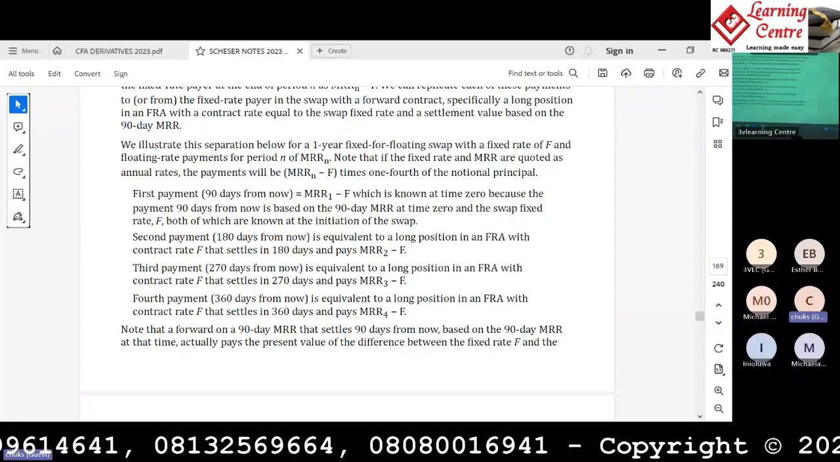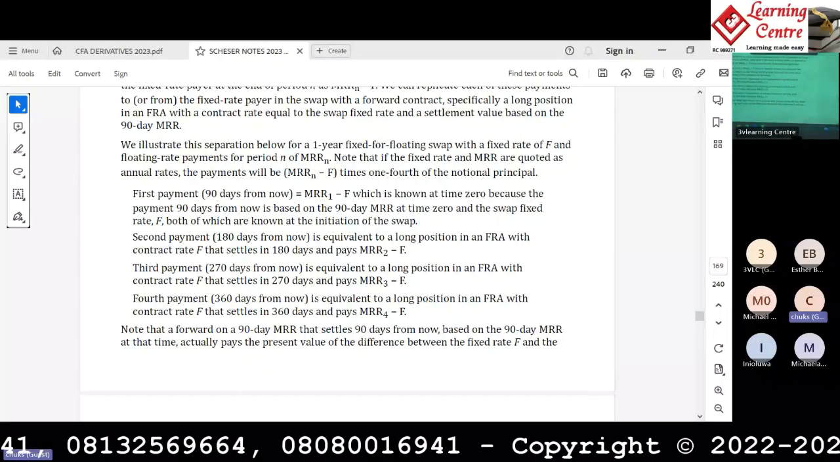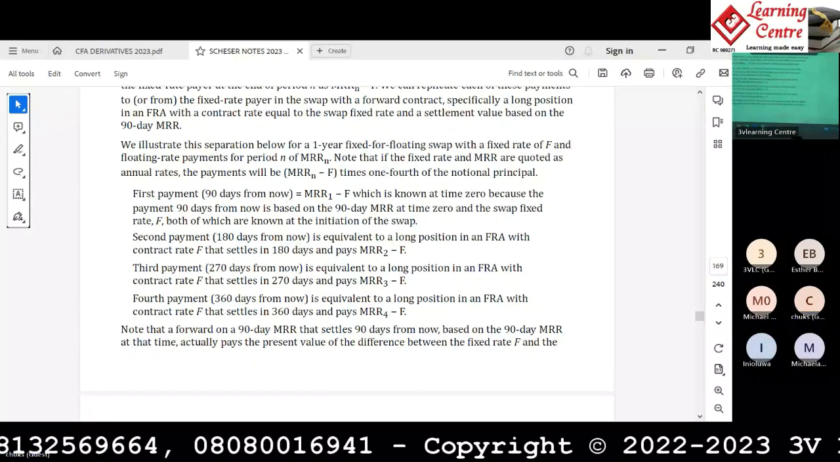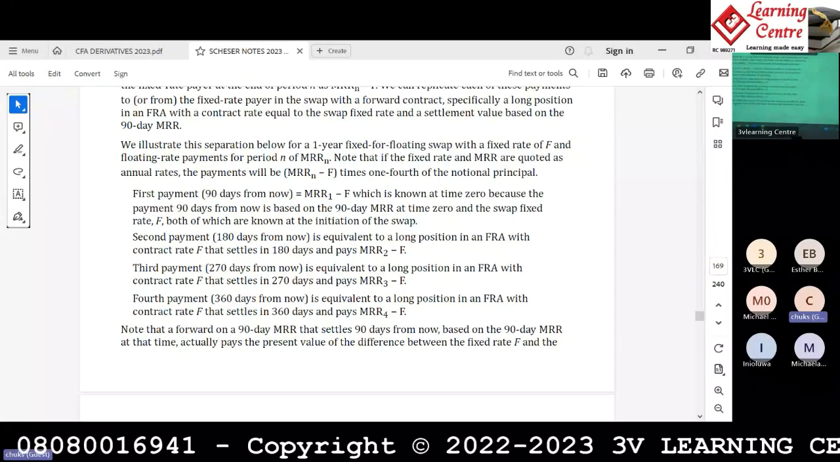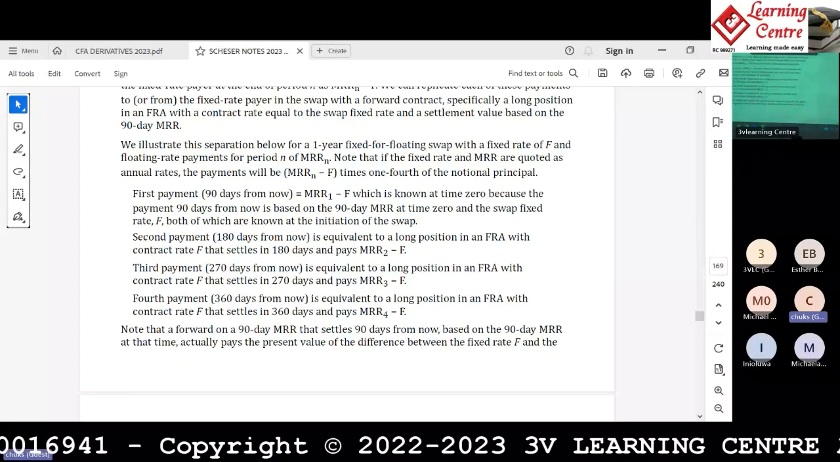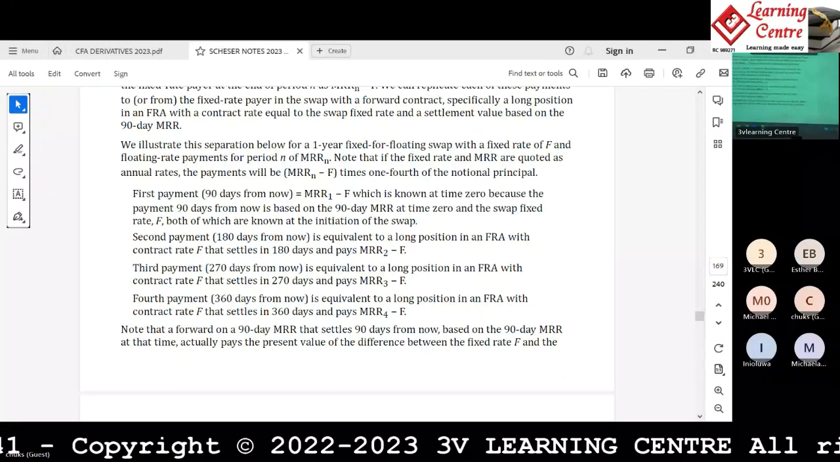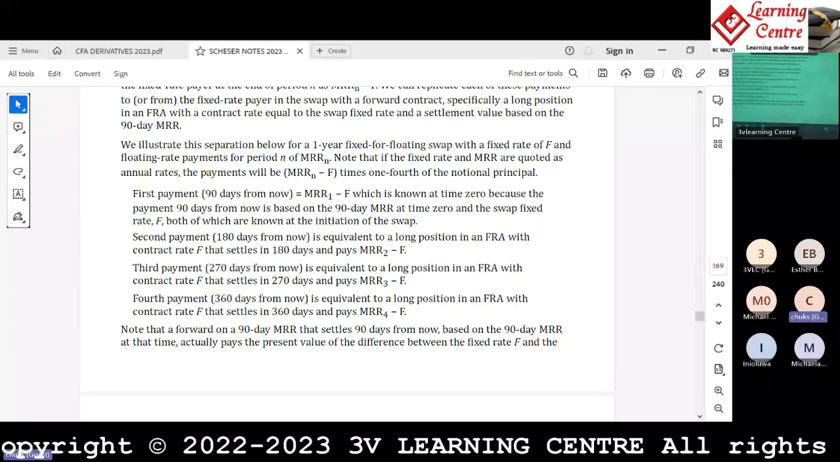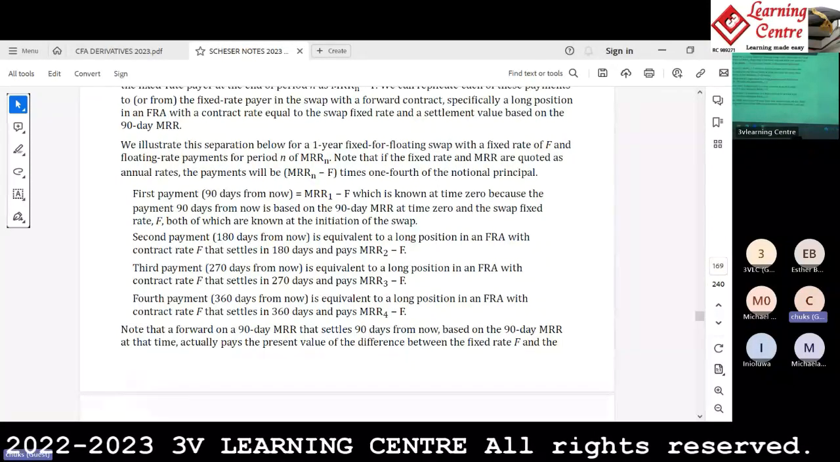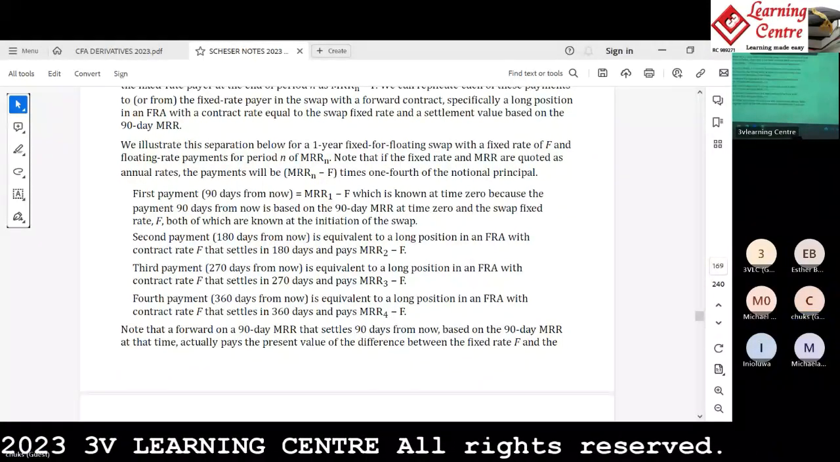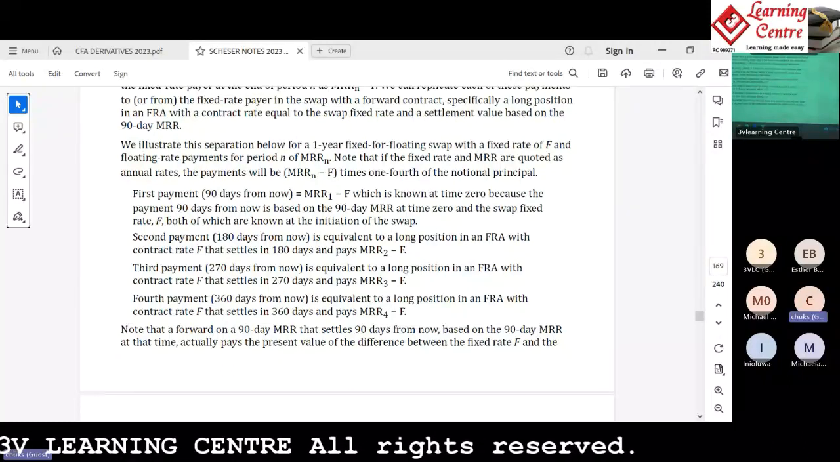So we see swap as a combination of several forward contracts reoccurring until the final contract is actually done. So you see it as, they call it, the equivalent of a series of forward contracts. Because those series of forward contracts are what we can now say are equal to the fixed rate that we have paid, basically.